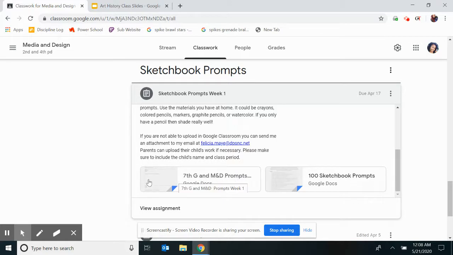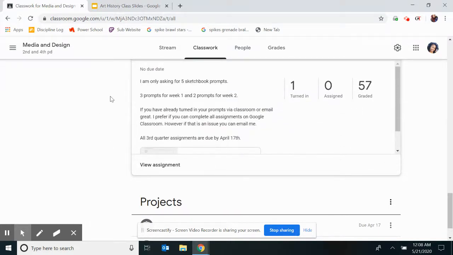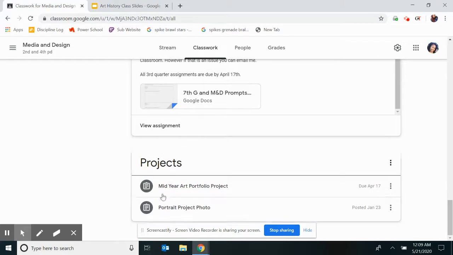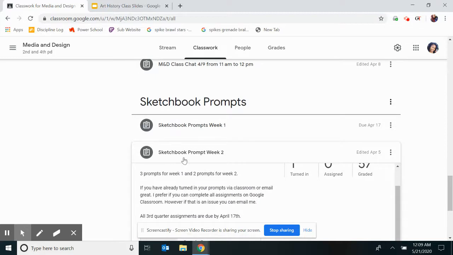If you did not have the prompt handouts anymore, you could either print it out or just use some scrap paper, sketchbook paper, whatever you have at home. The next thing was the second week of sketchbook prompts, and I just said, give me 2 prompts for that week. Same thing, just pick 2 prompts you like to draw and upload it. So those were the things that I had sent home, really the 3 things: the mid-year art portfolio assignment, and then the week 1 and week 2 prompts.